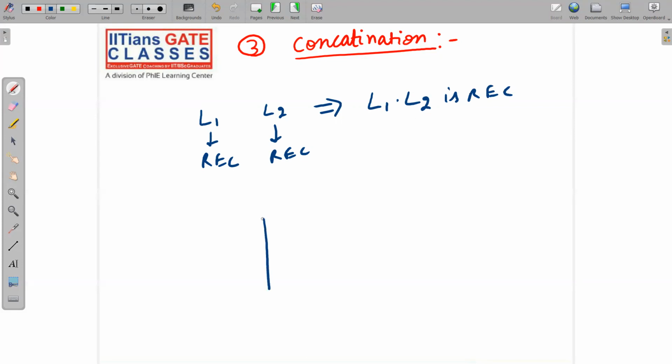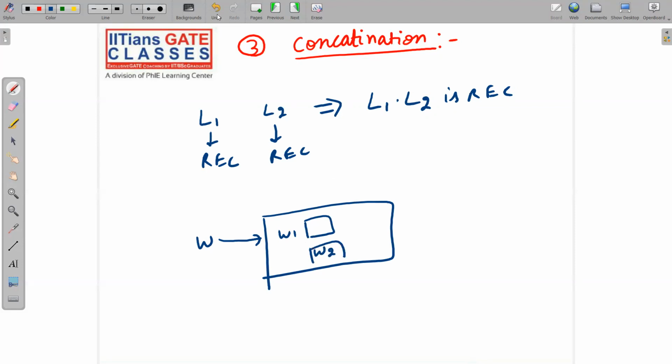So I will just construct a big Turing machine. I will give W to this big Turing machine, and it will divide it into two parts, W1 and W2. W1 will be given to halting Turing machine 1 and W2 is given to halting Turing machine 2. Now if both say yes, then your big Turing machine will say yes. If any one of them says no, then it will say no.